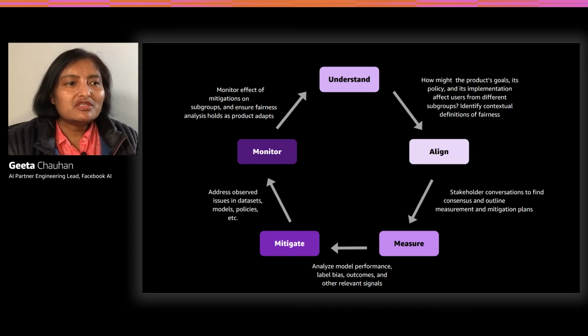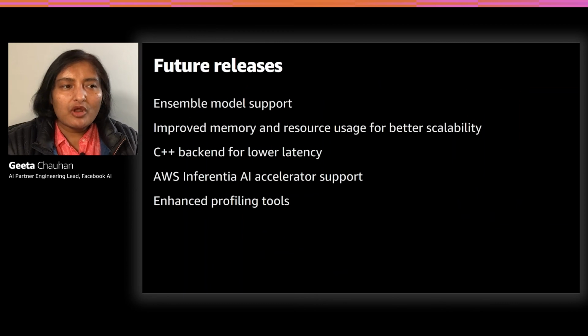In the future versions, we are rolling out support for ensemble models. We are adding performance improvements with memory and better resource utilization for better scalability. A C++ inference backend is coming for lower latency. We are adding support for AWS Inferentia, AI accelerator chips, and enhanced profiling tools will be provided. I'll hand it back to Shashank now.